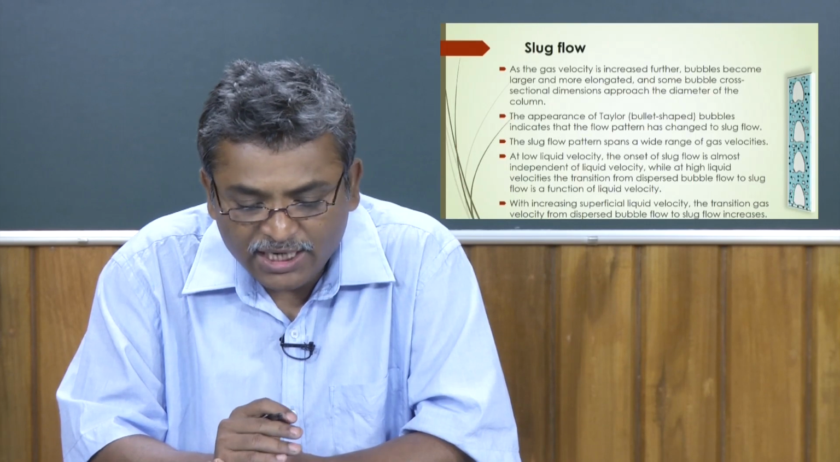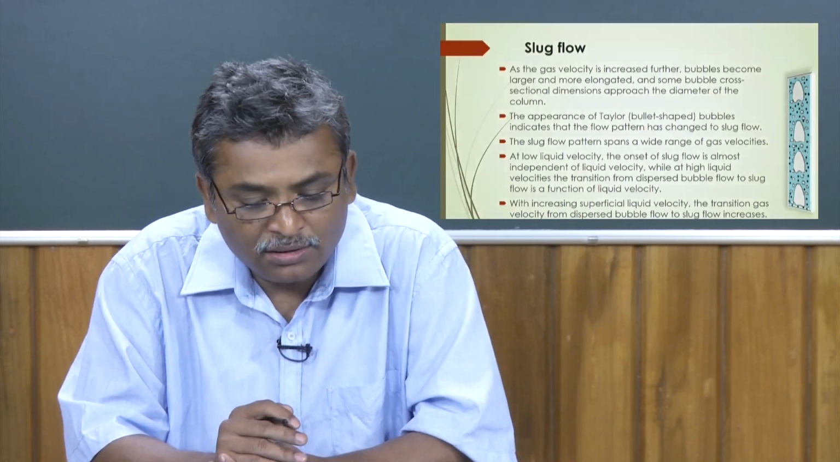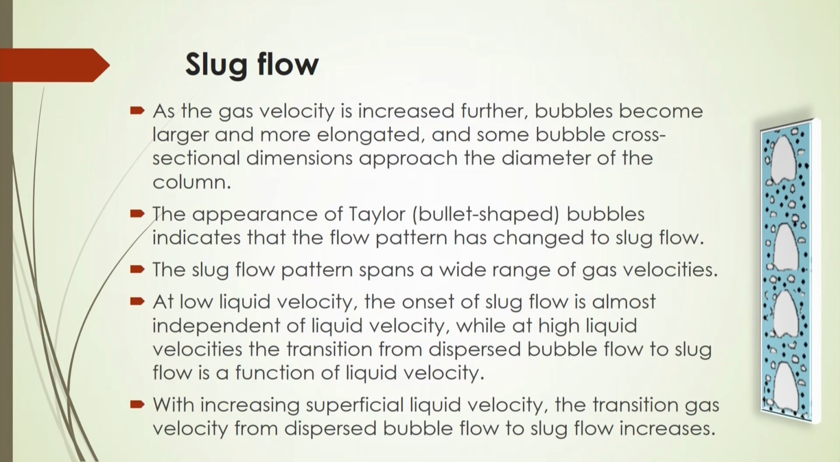Slug flow: as the gas velocity is increased further, the bubbles become larger and more elongated, and some bubbles' cross-sectional dimensions approach the diameter of the column. So, that is why slugs will form. The appearance of Taylor bubbles, that means bullet-shaped bubbles, indicates that the flow pattern has changed to slug flow. The slug flow pattern spans a wide range of gas velocity here.